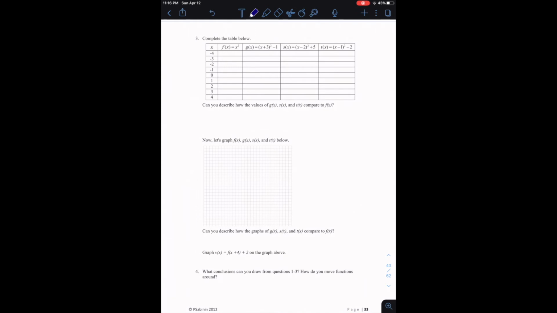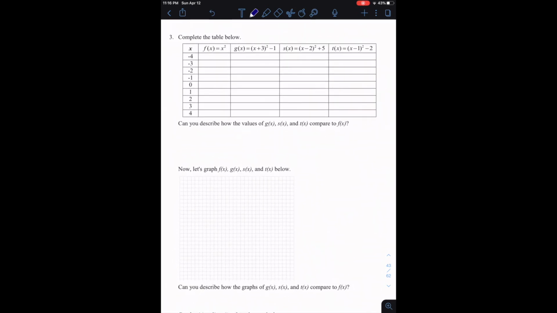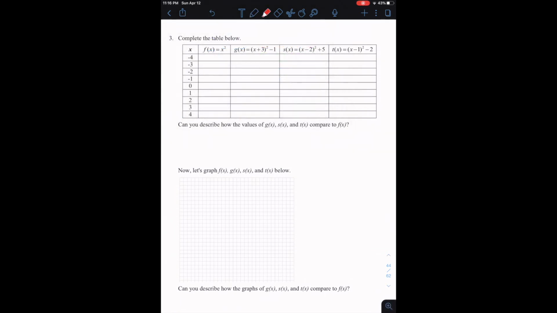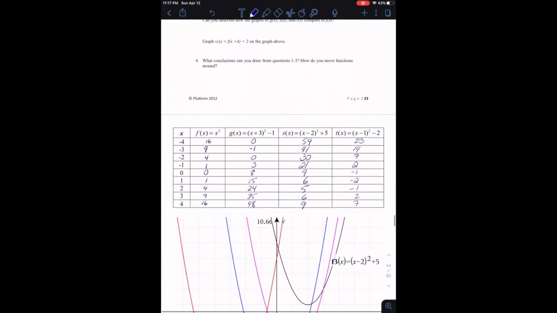Now let's put it all together. If you look at this table, we have our x squared base, and here in the g of x, we're going to add 3 and subtract 1. So we're going to add 3 first before we square it, and then we're going to subtract 1. And the same thing for s of x and t of x. So create the table of values. And I've done that already, so I'm going to import them here.